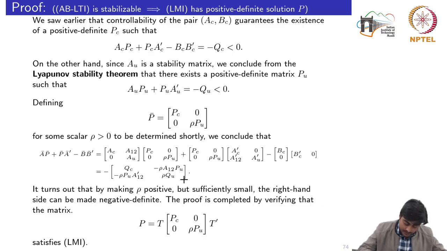Being this matrix a positive definite matrix, we would have the right hand side negative definite. Now since this P bar is the transformed matrix of the transformed system, in order to obtain the P matrix of the original pair AB, again using this T transformation matrix I could obtain this P, and you can verify that this P matrix satisfies that linear matrix inequality which is given in the result. Okay, so this completes the proof.